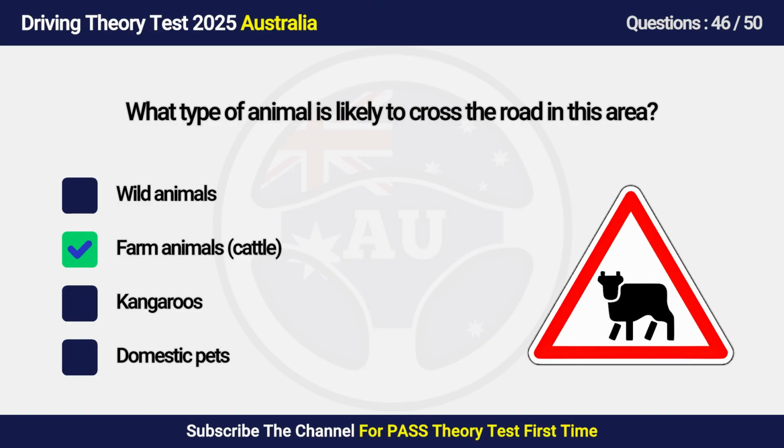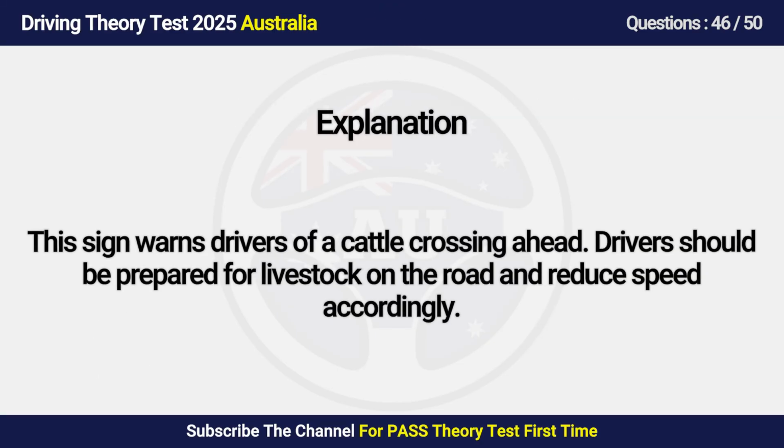Answer is B, farm animals, cattle. This sign warns drivers of cattle crossing ahead. Drivers should be prepared for livestock on the road and reduce speed accordingly.